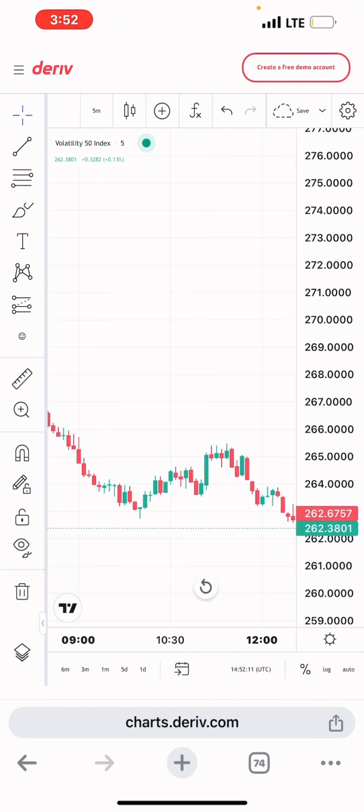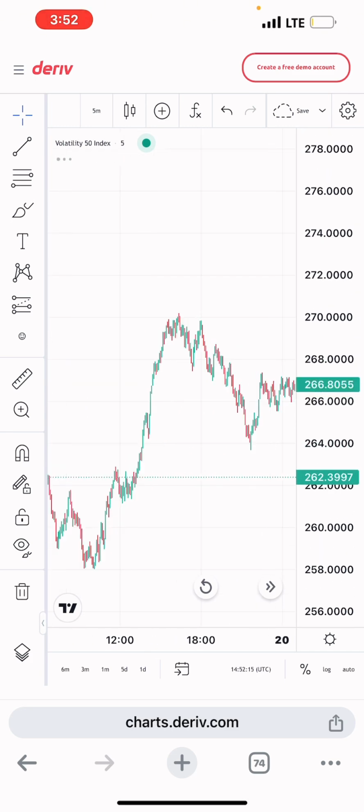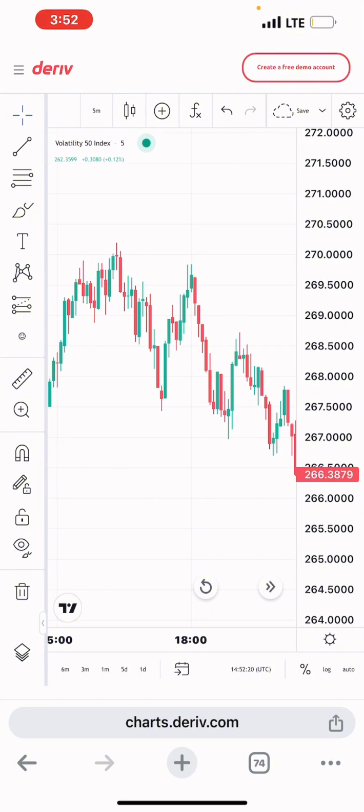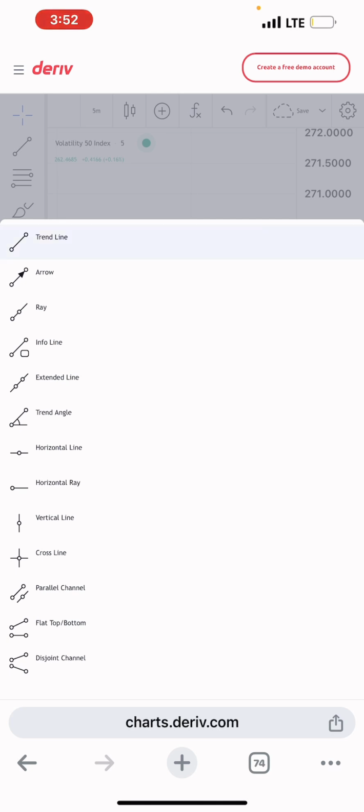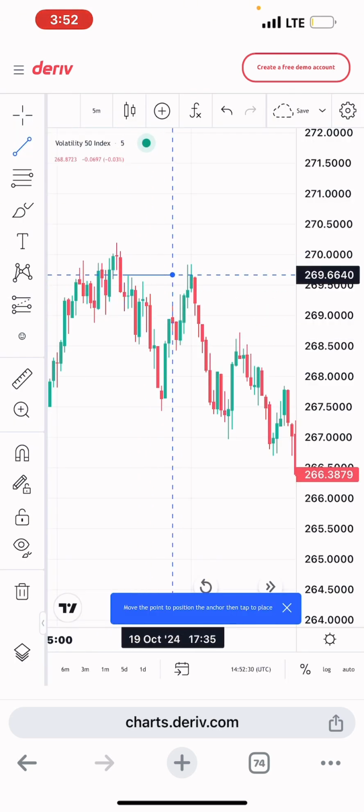Okay, fam. So right here you can actually see the 5 minutes time frame. Let me just zoom in a little bit. The reason I'm using this is there are some tools here which I won't be able to access on the MT5 platform. So right here, let me use this. Right here we have a sweep of liquidity.